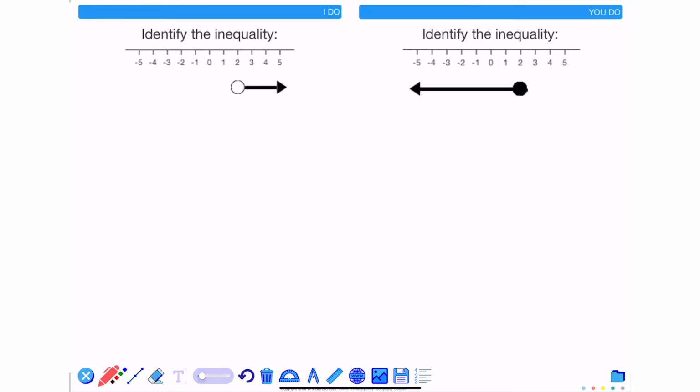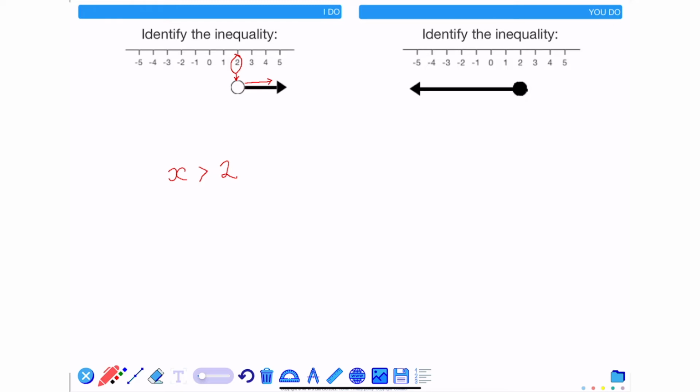Now because it's a hollow dot and it's pointing up the number line, this would mean that x is going to be greater than 2. 2 because the dot appeared at 2, greater than because the arrow was pointing up the number line, and it's not equal to simply because it was a hollow dot.